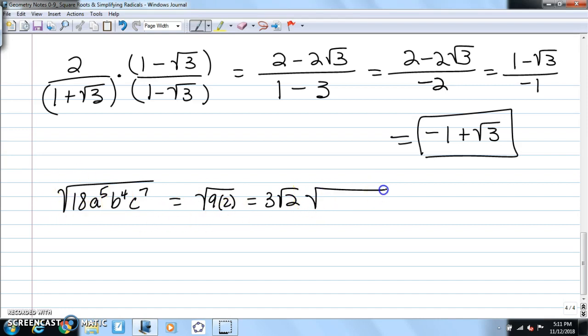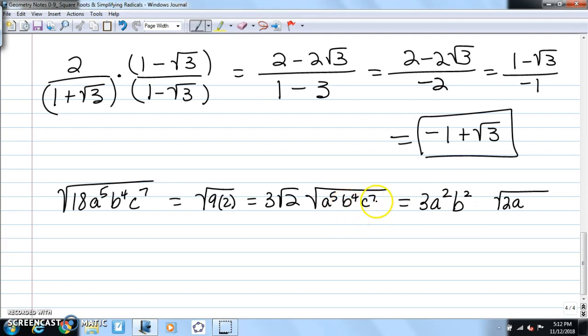Then we have the square root of the rest of this: a to the 5th, b to the 4th, c to the 7th. If we take 5 and divide it by 2, we get 2 with 1 left over. So that means an a squared comes out, so we have 3a squared, and we leave underneath an a. Well, you also have a 2 under there, so we keep that under there, and we put an a under there. Now let's do the b to the 4th. 4 divided by 2 goes in evenly. So that's just b squared out here. And if you think about it, b squared times b squared is b to the 4th.